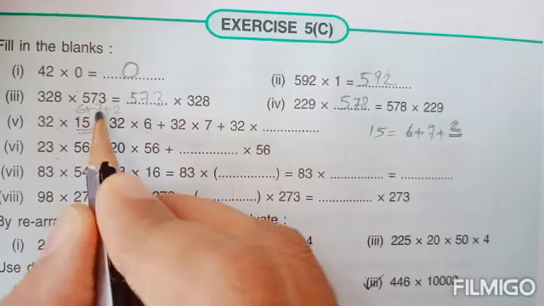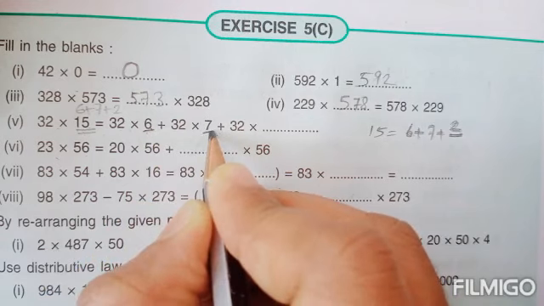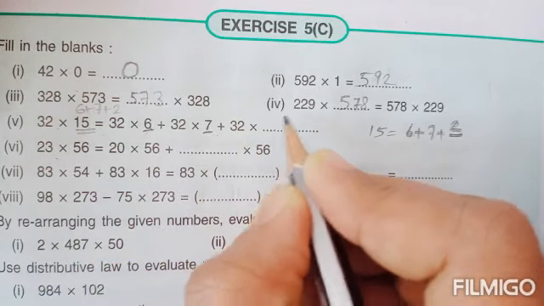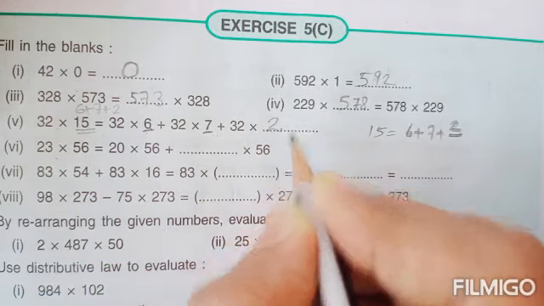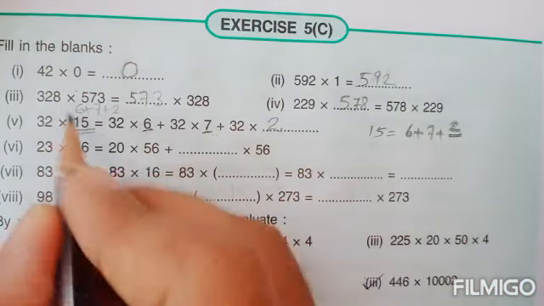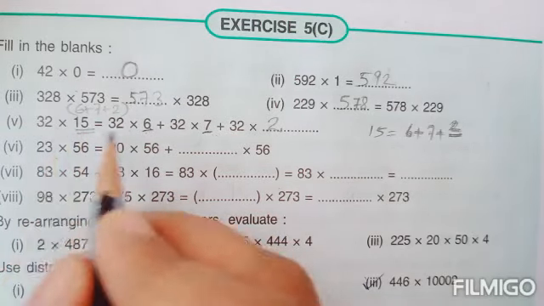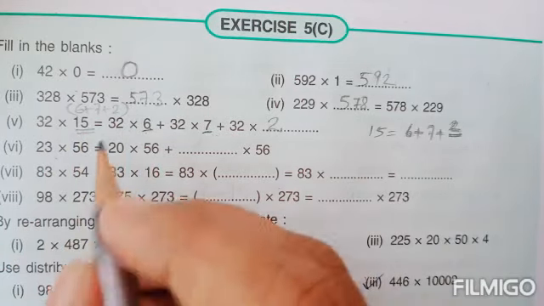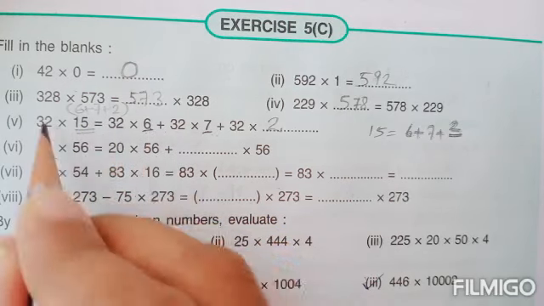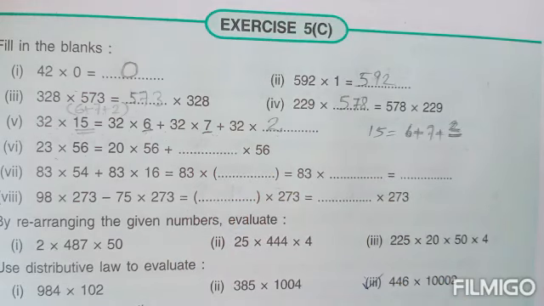How did we get 6 and 7? From here, 32 into 6, 32 into 7. Now 32 into what number will come here? 2. Okay, 32 into 15 is split like this, 6 plus 7 plus 2. So using the distributive property we can write it like this: 32 into 6 plus 32 into 7 plus 32 into 2 will come here.